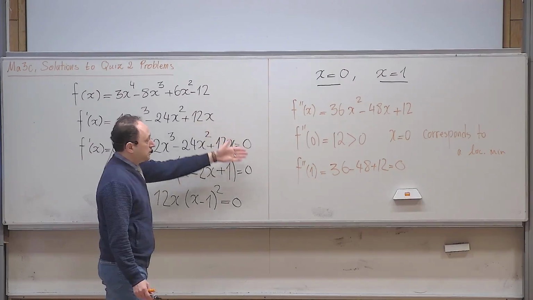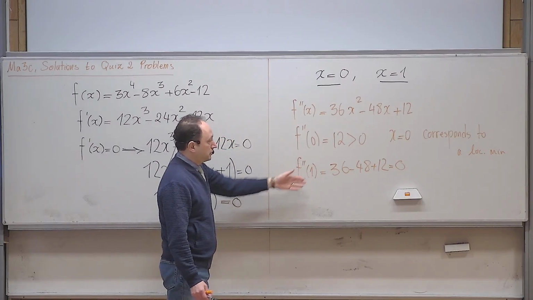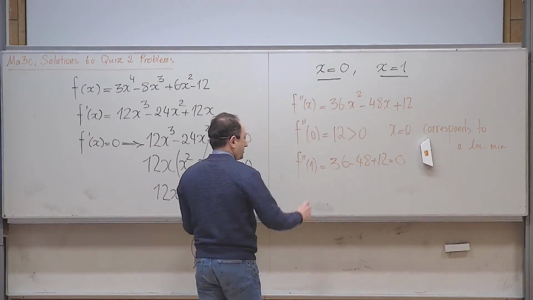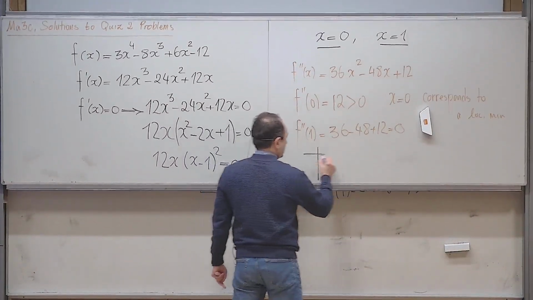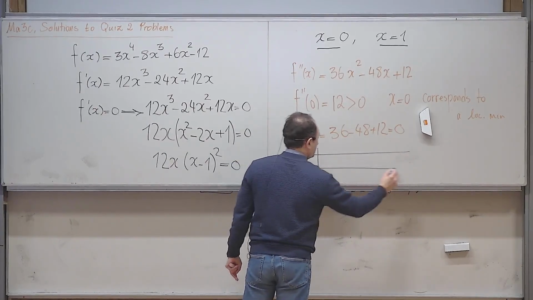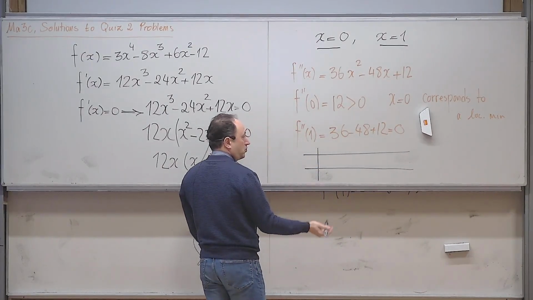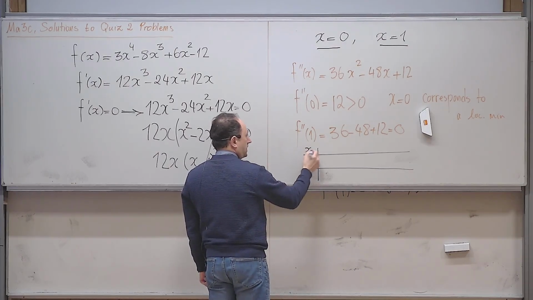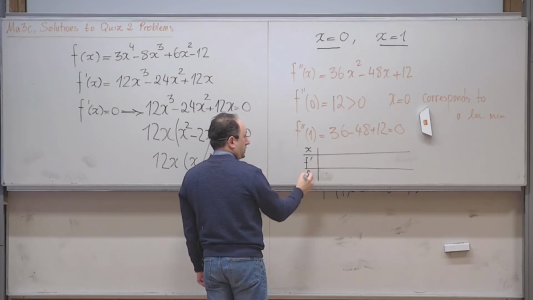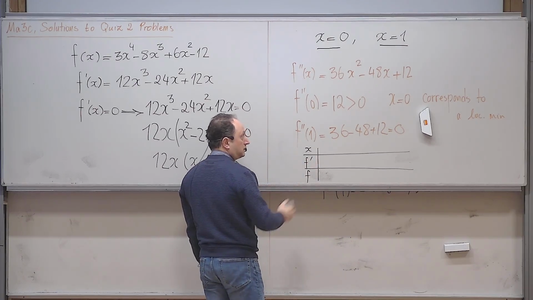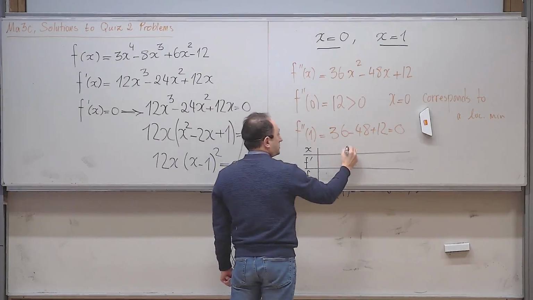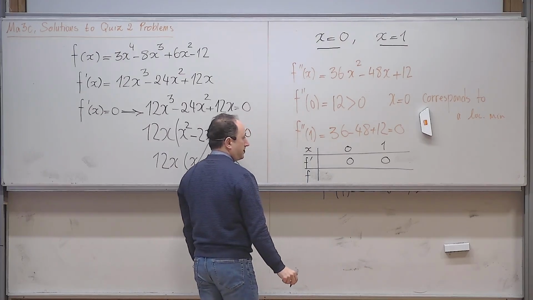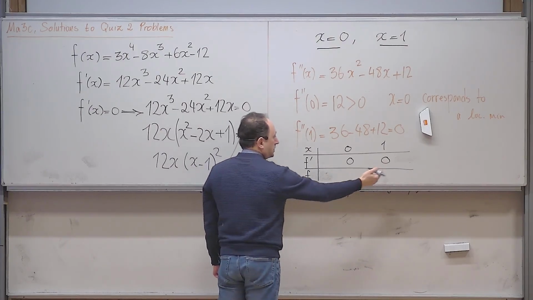But I don't know anything about the second one. So it is better here, because one of them is not answered, to do the first derivative test. For the first derivative test, you don't need to fill up all the things, because you need to answer just the question. So this is the x row, this is the f prime row, and this is the f row. The numbers I got are 0 and 1. Of course, these are 0 here. If you want to, you can write these numbers.